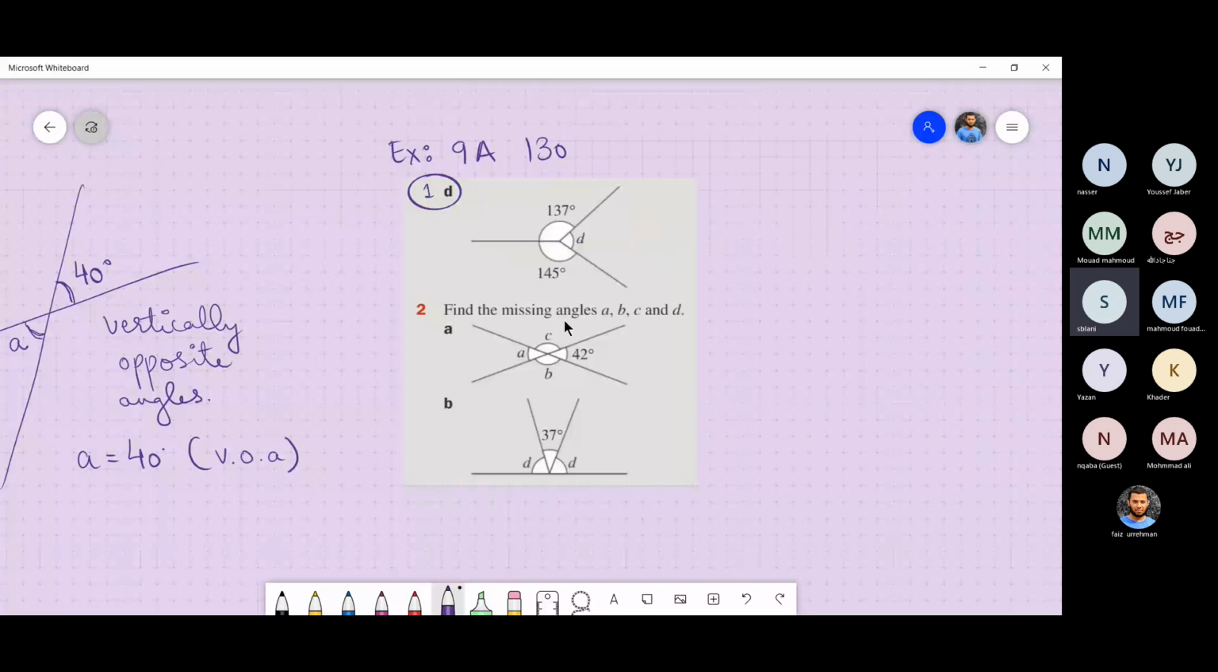360, sir. It is forming a complete turn. A complete turn from here, then going here, then going down, and then this one. This is forming a complete turn. So a complete turn contains how many degrees? 360 degrees. So what will be the equation for this question?